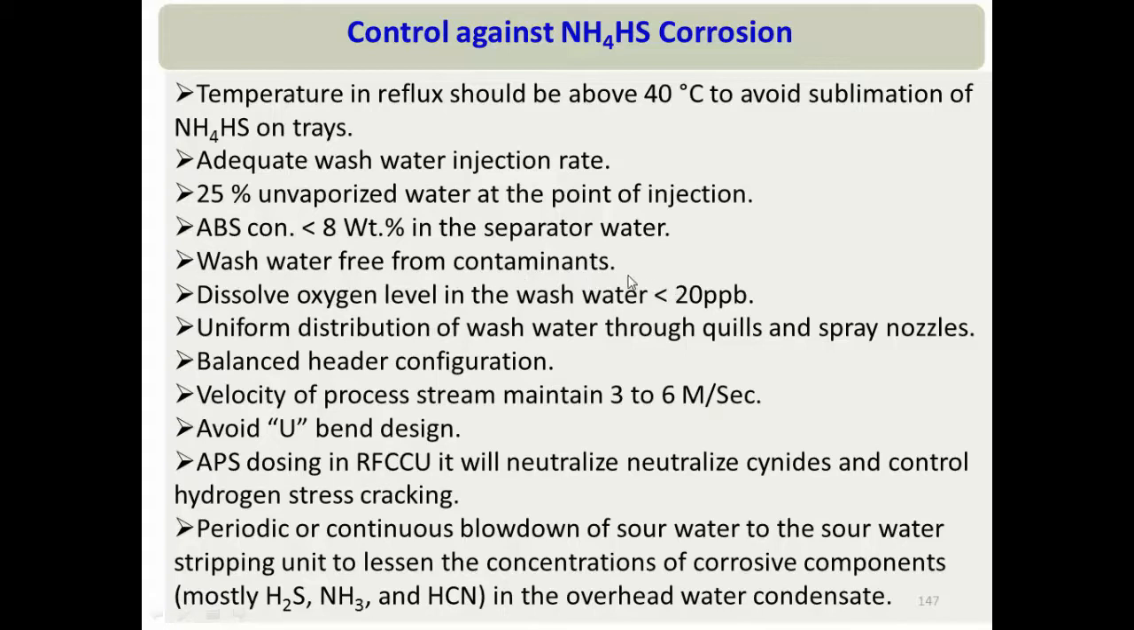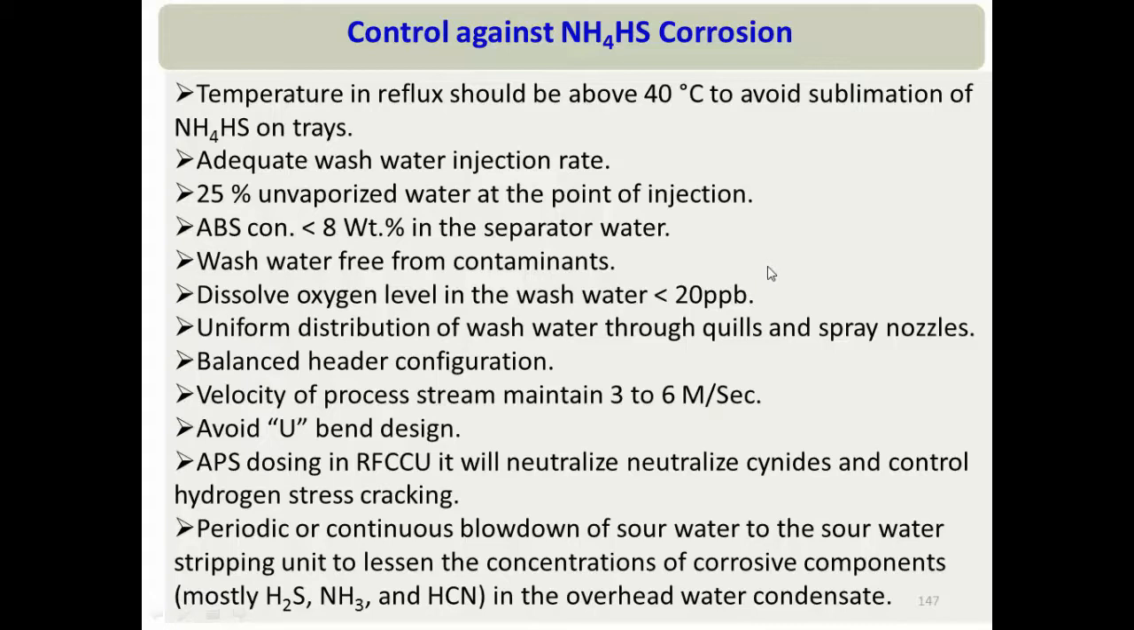Also, wash water should not contain cyanide ion, about which we have already discussed, that this cyanide ion will destroy this passive layer, so that is the problem. Also, wash water should not contain oxygen, and generally what we found in literature is that the oxygen level in the wash water should be below 20 parts per billion.